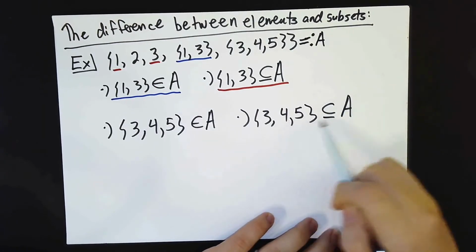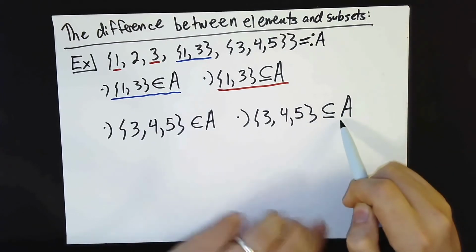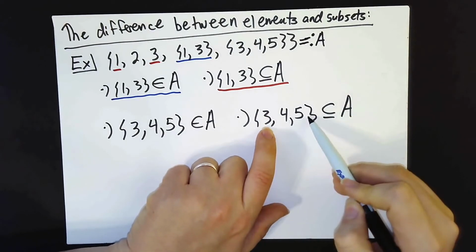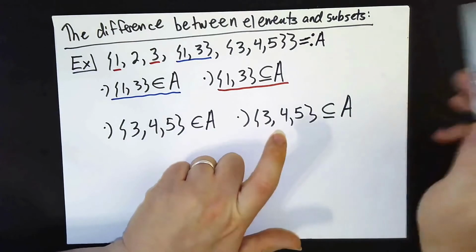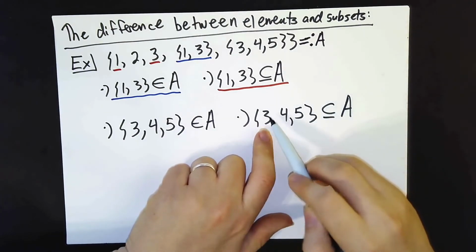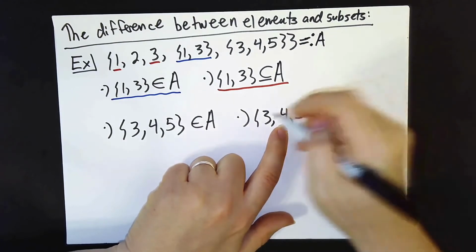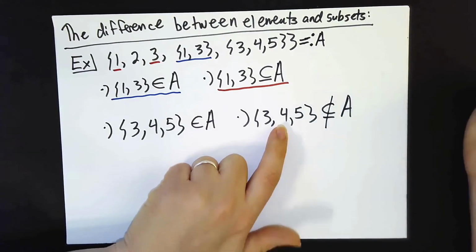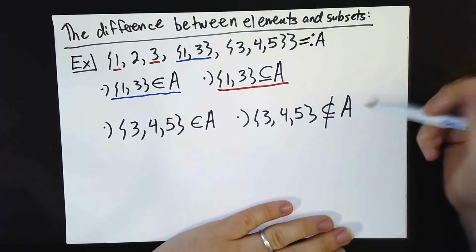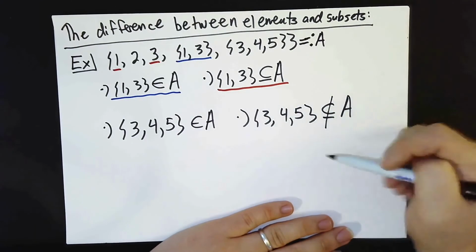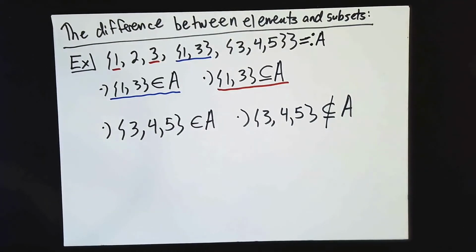Is {3, 4, 5} a subset of A? That's asking, is it true that all of 3, 4, and 5 are elements of A? And it is not. 3 is an element of A, but 4 and 5 are not elements of A. So {3, 4, 5} is not a subset of A. This is my symbol, by the way, for is not a subset. It is just a slash through the whole thing, as opposed to just a slash through the equals.